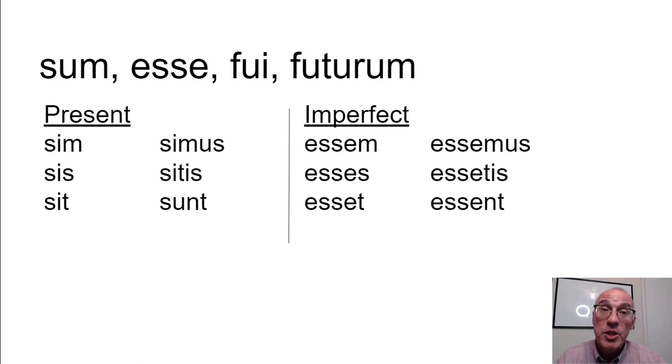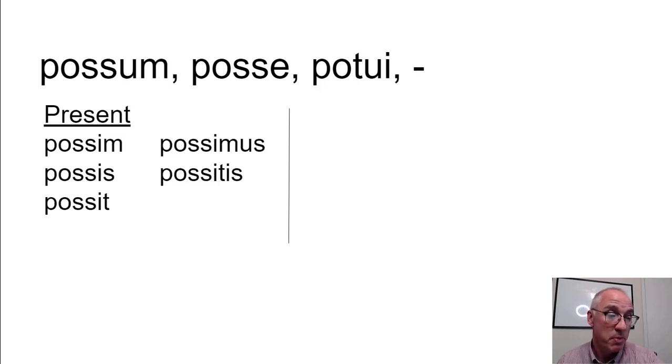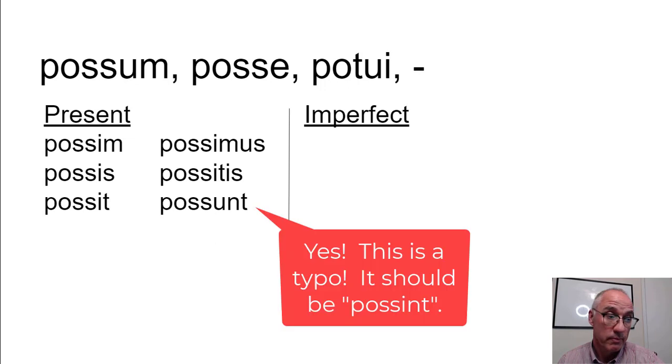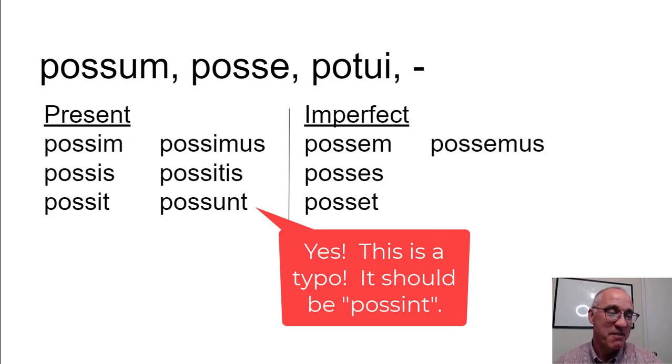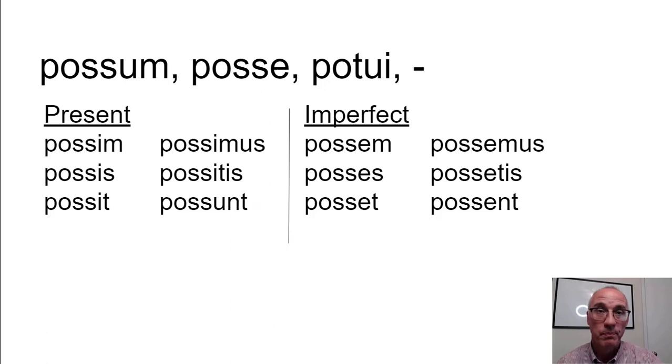Two forms. Now, possum is going to be just like it. Whereas sim, sis, sit in the present subjunctive, it's possim, possis, possit, possimus, possitis, possint. I've got a typo in my presentation. I'll edit that out; ignore that. But here you are in the imperfect. The imperfect subjunctive is incredibly consistent right across the board.